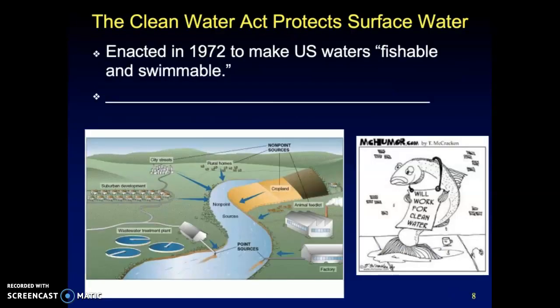Clean Water Act. The Clean Water Act protects surface waters, lakes, rivers, streams, fresh water, even touching a little bit into estuaries and coastal areas of the U.S. We can't regulate the ocean, but some of the coastal areas where fresh water rolls in to it. All right. Enacted back in 1972 to make U.S. waters fishable and swimmable.